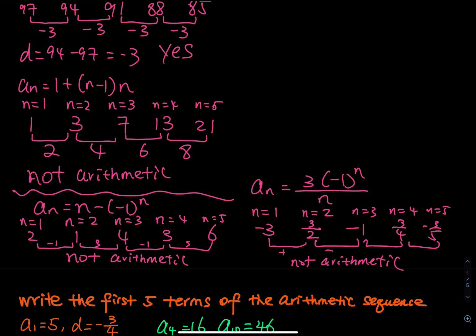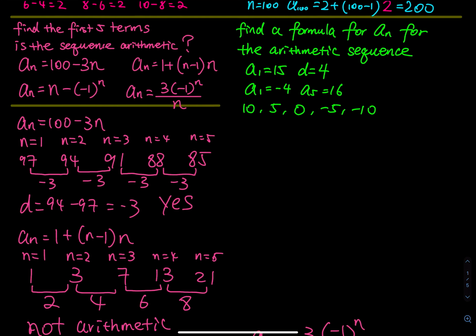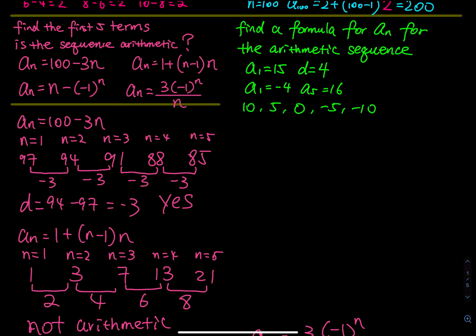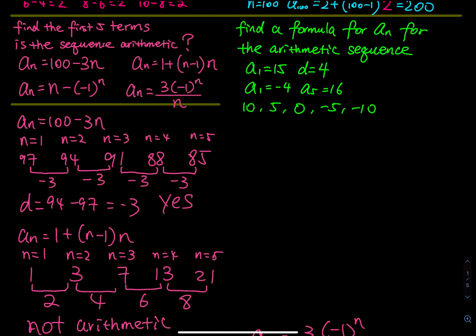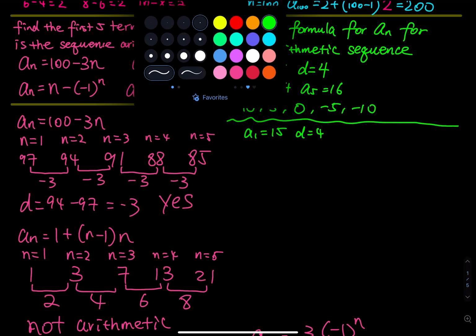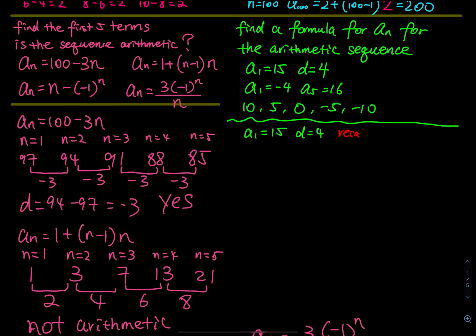All right, so let's go to the next type of problem. The next type of problem is find a formula for a_n for the arithmetic sequence. So they already say that this is arithmetic. You just have to find the formula. All right, I can do that. So first of all, let's do this. a_1 equals 15 and then d equals 4. We have to recall the formula. So recall, what's the formula?